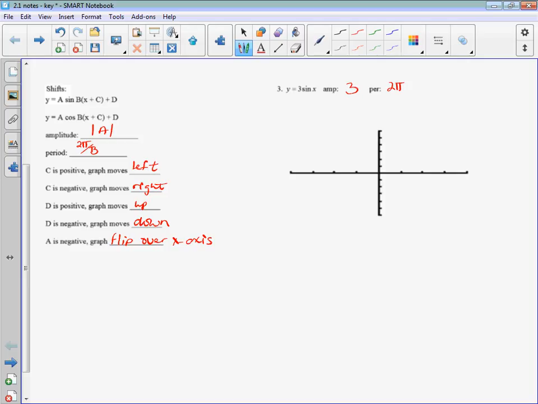All right, since the period did not change, that means the labels on your x-axis are not going to change. They're going to be the ones from the circle, pi over 2, pi, 3 pi over 2, and 2 pi. So go ahead and label your x-axis.